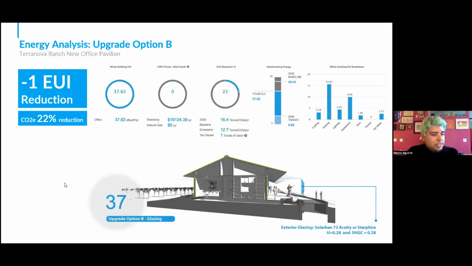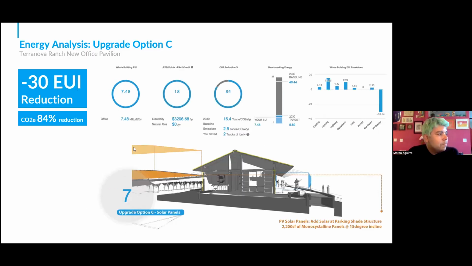Upgrade number 2 was better performing glazing. So they went for a SolarBan 72 glazing. You can see its performance metrics down there. This didn't offer as much of a benefit. It only had 1 EUI reduction, 2% additional carbon emissions reduction. Yeah, it wasn't an option that they decided to go for.